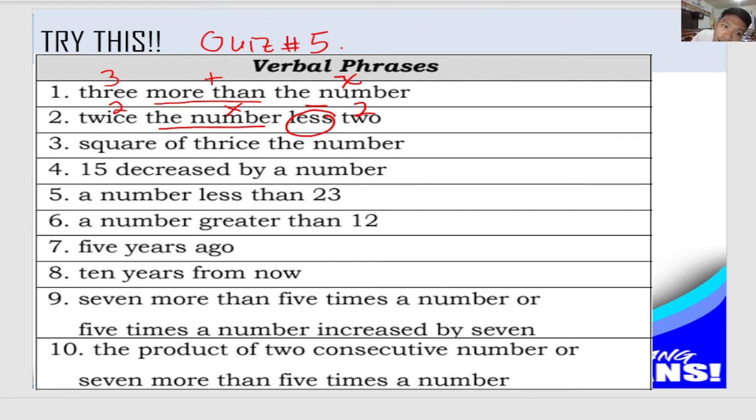Next, 2x minus 1 equals 1. Twice the number x, or the number lang, decreased by 1 is equal to 1. Ganun lang po. 7 added by x is equal, or 7 added by a number is equal to twice the number increased by 3. In this case, example number 4, 3x greater than 15, thrice a number x is greater than 15.